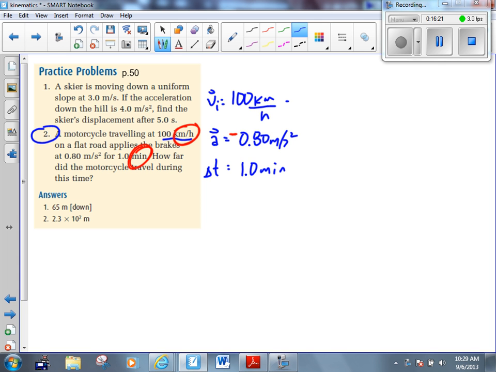All right, let's convert this to meters per second. 100 kilometers is 100,000 meters. 1 hour is 3,600 seconds. That gives us a speed, I believe, or a velocity, I believe, of 27.7778 meters per second. 1.0 minutes, if we multiply that by 60 to get seconds, of course, we're going to have 60 seconds here.